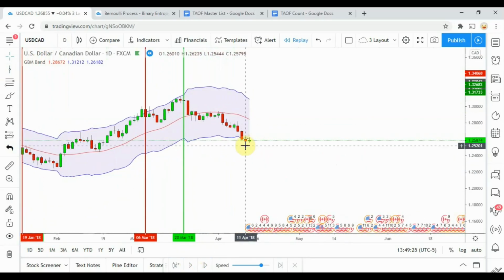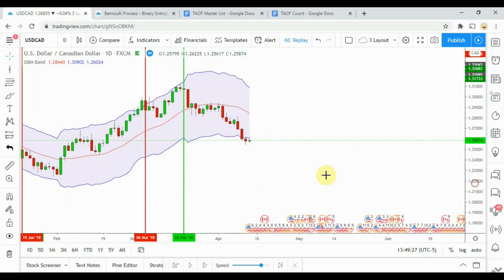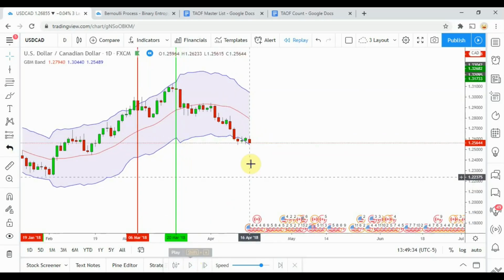We are on the lower side now. It's touching the lower band, so we're looking for the next green candle to close up above. Let's see here, and it happens right there.